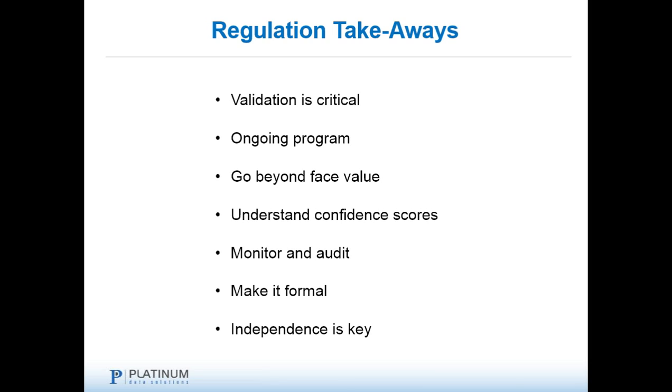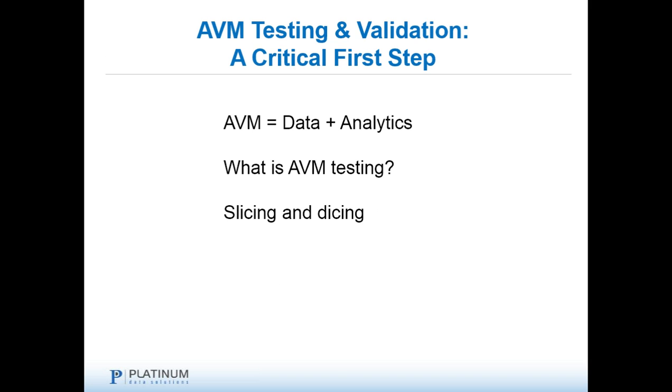And then finally, and this is not to be overstated, independence is key. The regulators are very concerned about potential conflicts of interest as you look at the different steps in an AVM program, whether it be from testing to scoring to implementation to monitoring. They're very concerned about who's doing what and making certain that we don't have conflicts. So that's what the regulations are telling us in a broad sense. So let's talk about some of these in a little more detail.